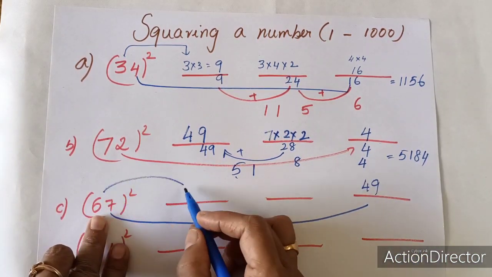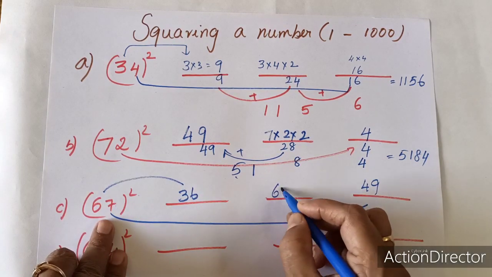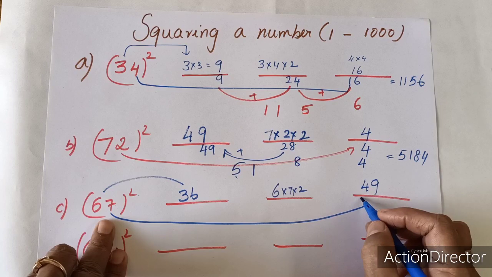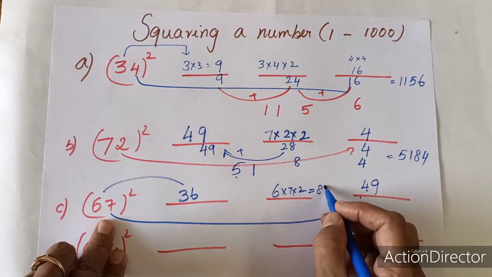Next one, last column, 7 square is 49. First column, 6 square is 36. Middle one, 6 into 7 into 2. So this is 49 for 9. This will be equal to 6 sevens are 42. 42 into 2 will be 84.